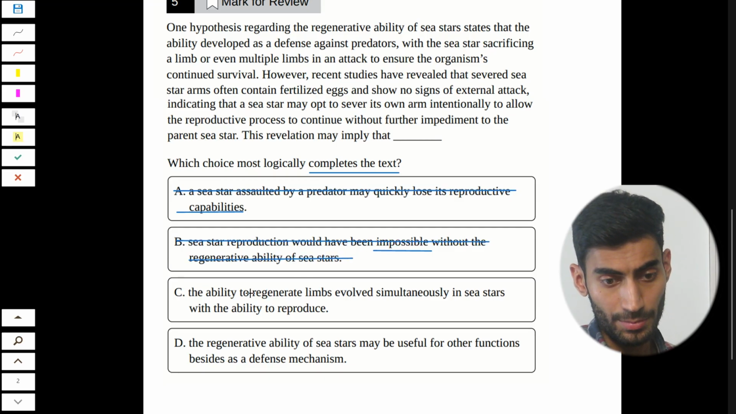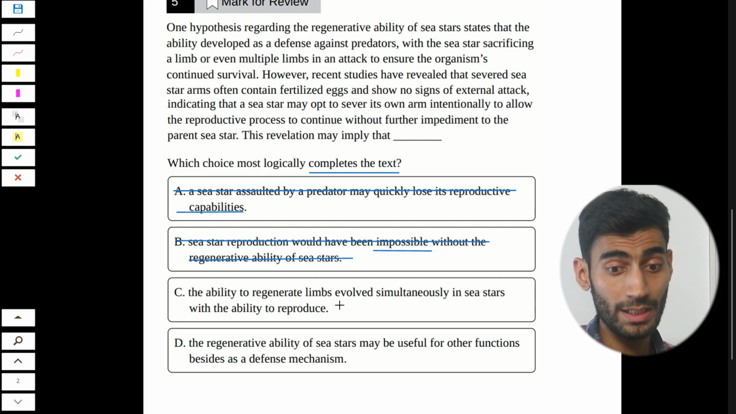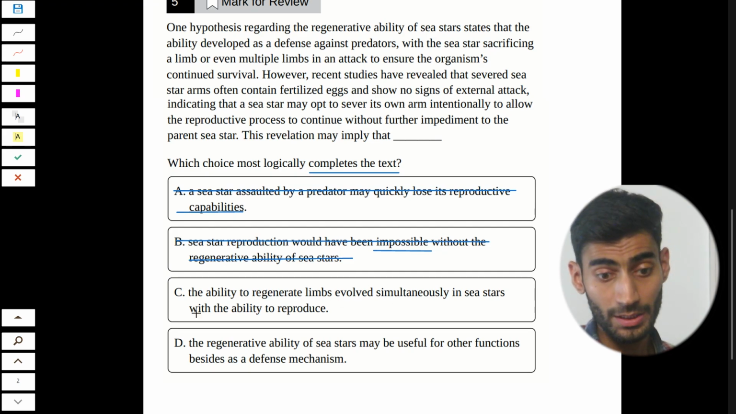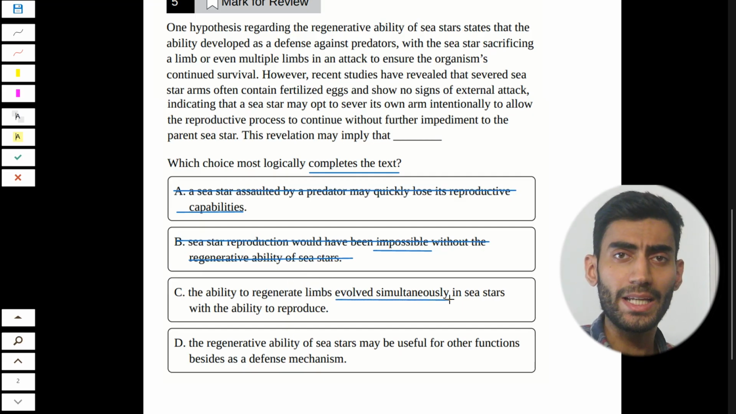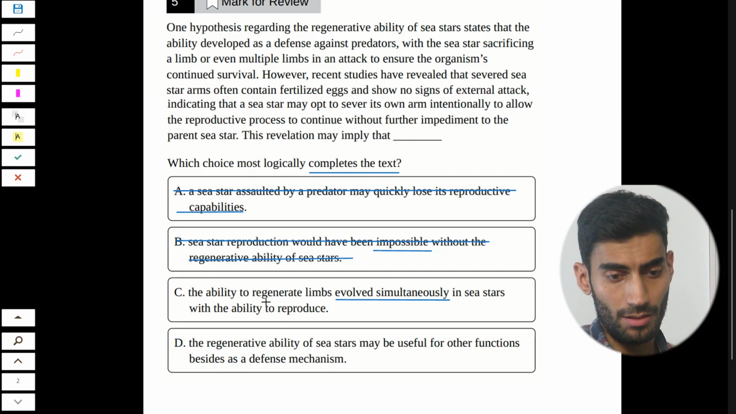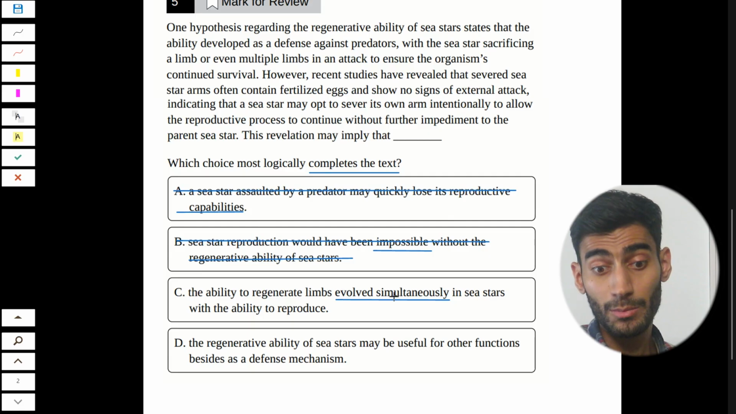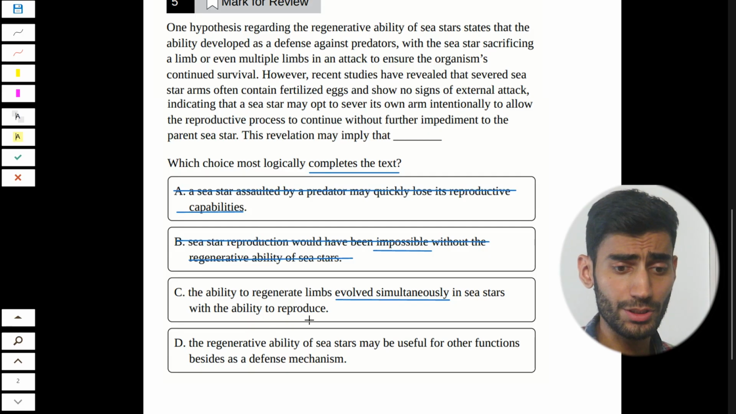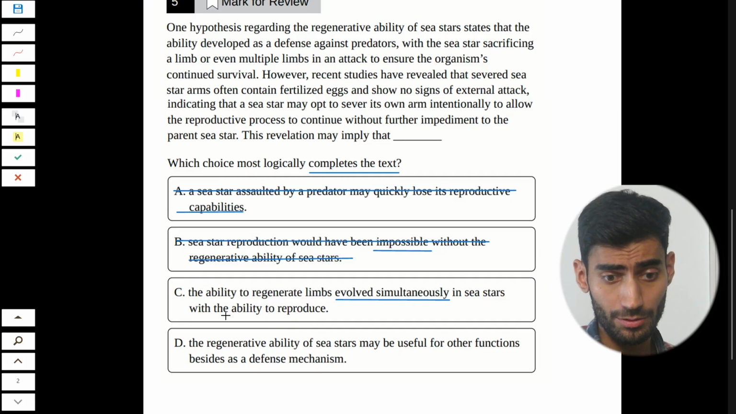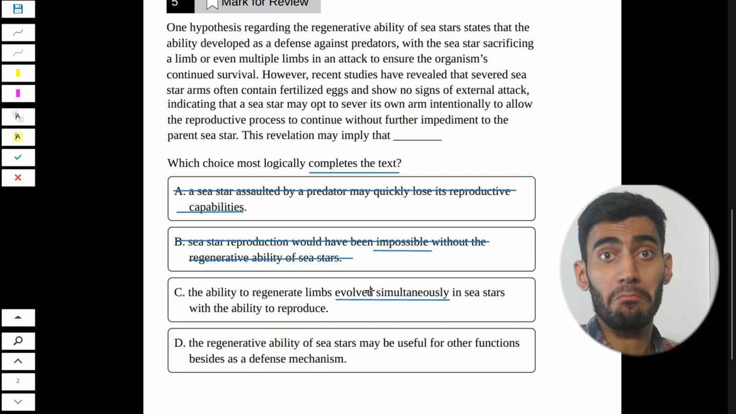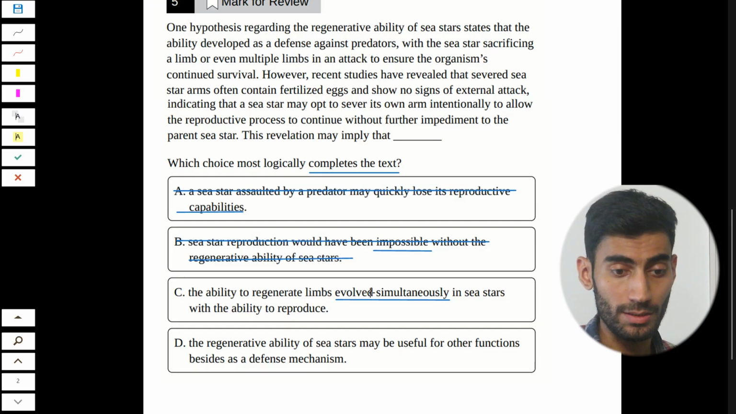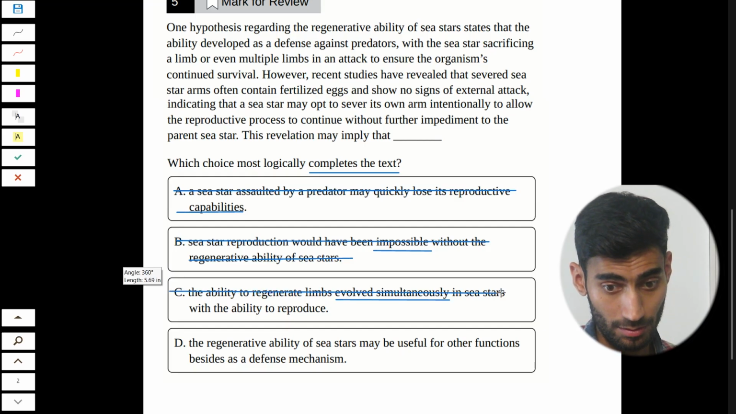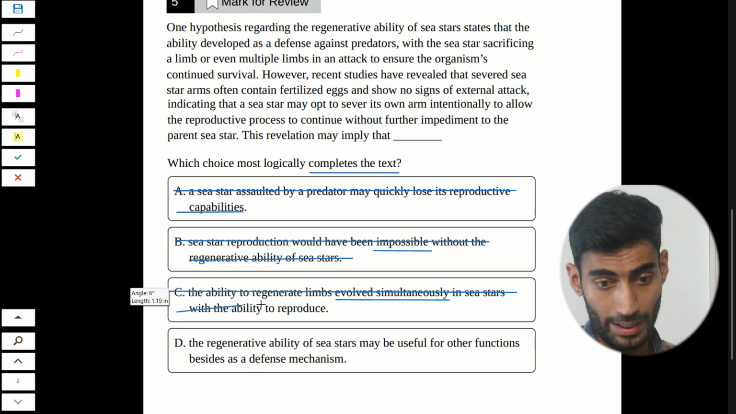Option C says the ability to regenerate limbs evolved simultaneously in sea stars with the ability to reproduce. So evolving simultaneously, that's the main argument of this choice. Did we talk about the evolution of sea stars? Did we talk about simultaneity? Did we talk about them happening at the same time? Did the ability to regenerate limbs and the ability to reproduce evolve at the same time? The text doesn't talk about this. We simply don't know. And this is absolutely not the correct answer.